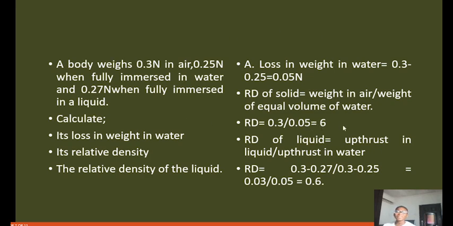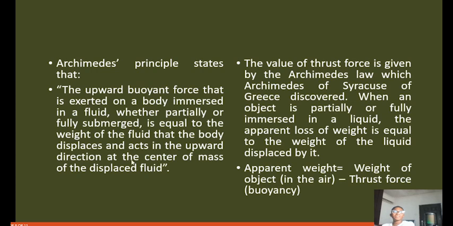You're going to understand this later. So its loss in weight, its relative density, and we've gotten that. Then the relative density of the liquid is the weight of that solid in air minus the weight of the solid in liquid, divided by the weight of that solid in air minus the weight of the solid in water, and that gave us 0.06.